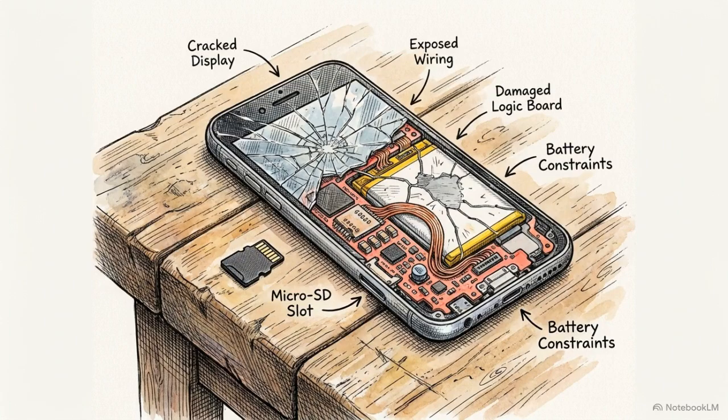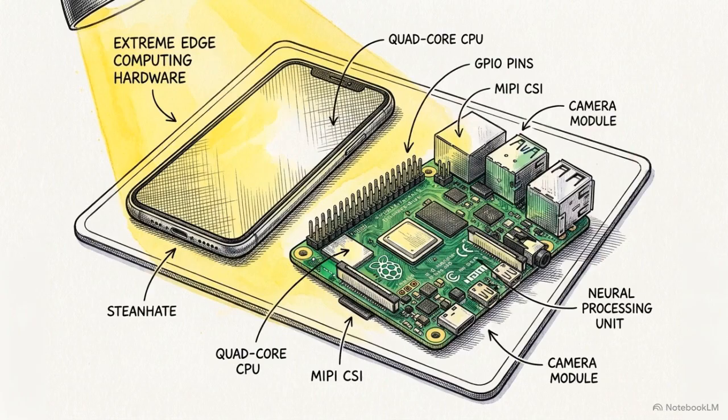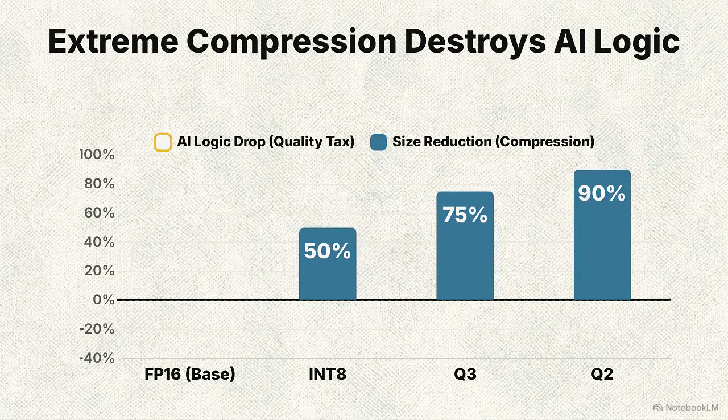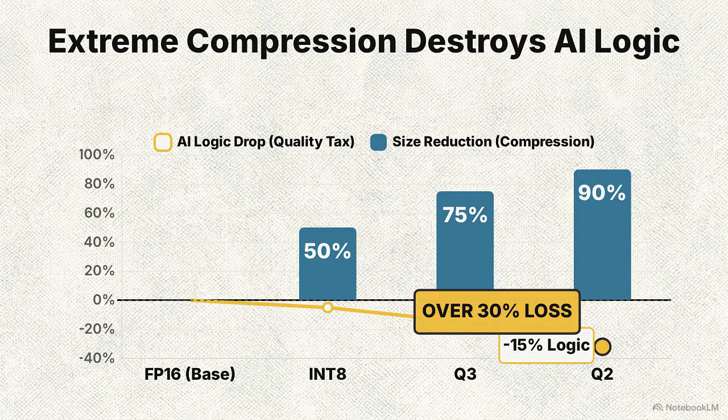Then we reach the absolute bottom of the quantization matrix, stripping models down to 2 or 3 bits. This includes mobile-optimized formats like int8 and the extreme Q3 and Q2 levels. This tier provides maximum compression. The chart shows up to a 90% size reduction and a 5 times speed multiplier. But pushing the math this far triggers a devastating trade-off, a 15 to over 30% drop in AI quality.